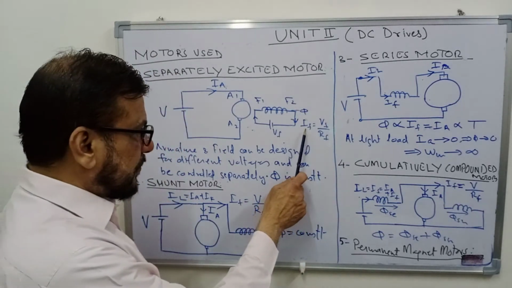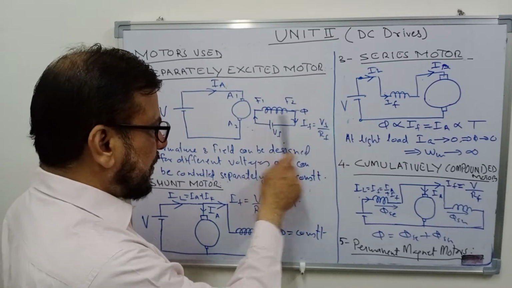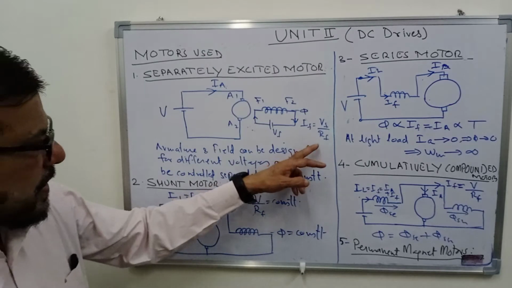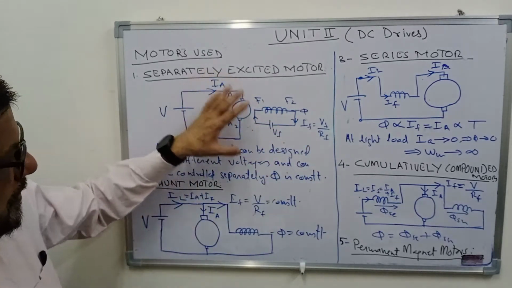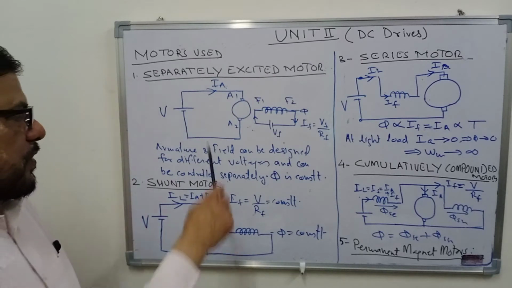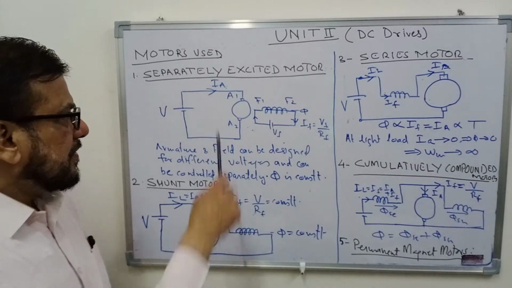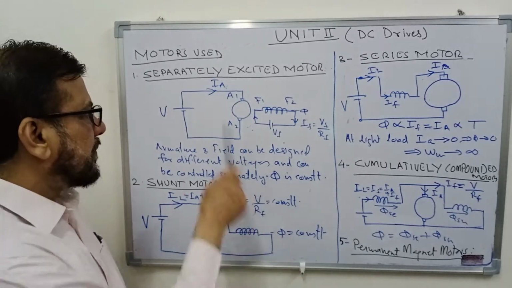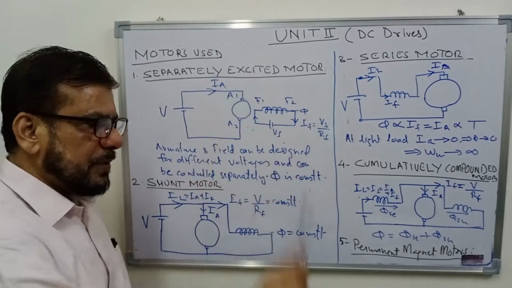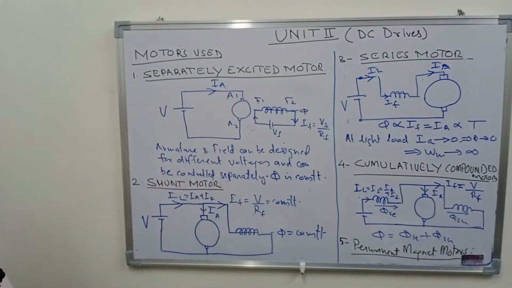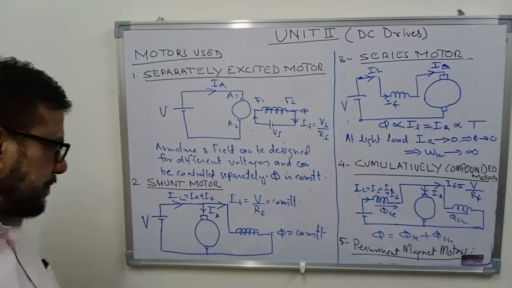This means that this If is constant, so the flux phi produced by this field winding will also be constant, independent of the conditions prevailing in the armature circuit. What will be the voltage, what will be the current, and this armature current, of course, depends on the load on the motor. If the load varies, Ia will vary, but the flux will remain constant. So this is what is known as a separately excited DC motor.